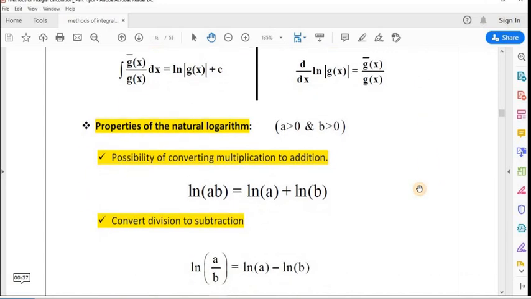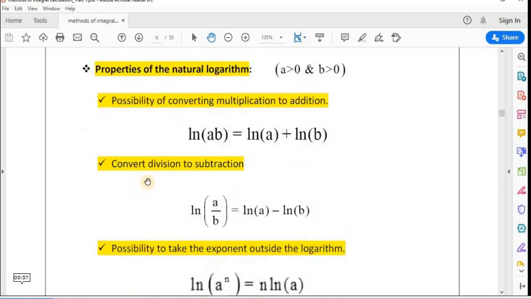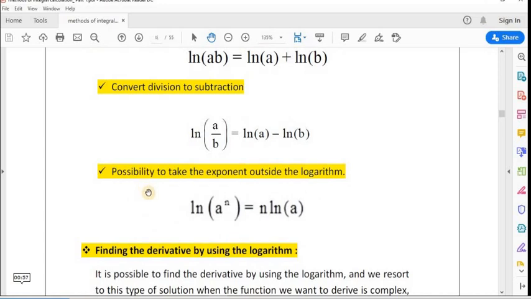Let's see some properties of the natural logarithm. The possibility of converting multiplication to addition: ln AB will be equal to ln A plus ln B. Convert division to subtraction: ln A divided by B will be equal to ln A minus ln B. And the possibility to take the exponent outside the logarithm: ln A to the power n, this is the exponent, we can take it outside the logarithm, so it will be n ln A.